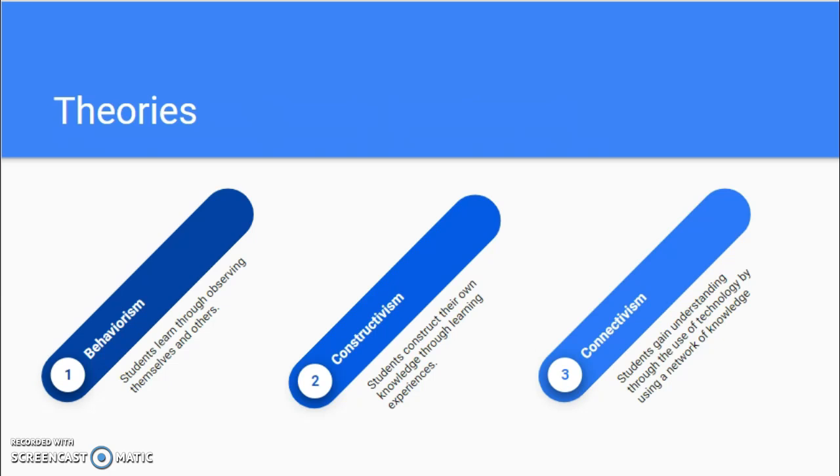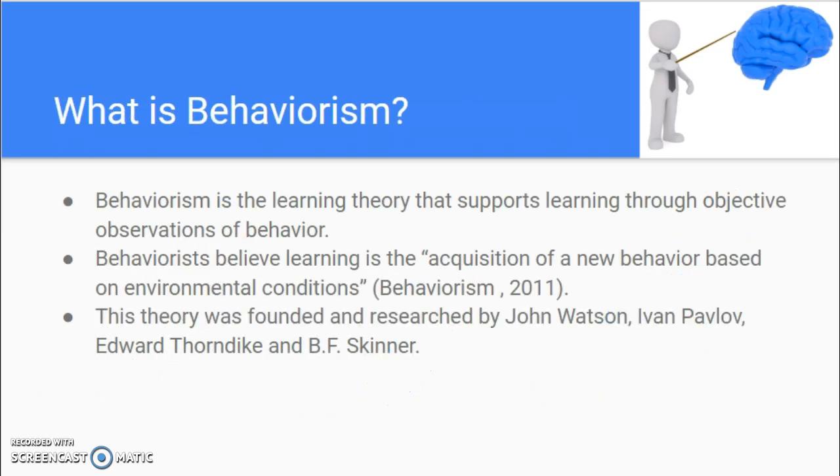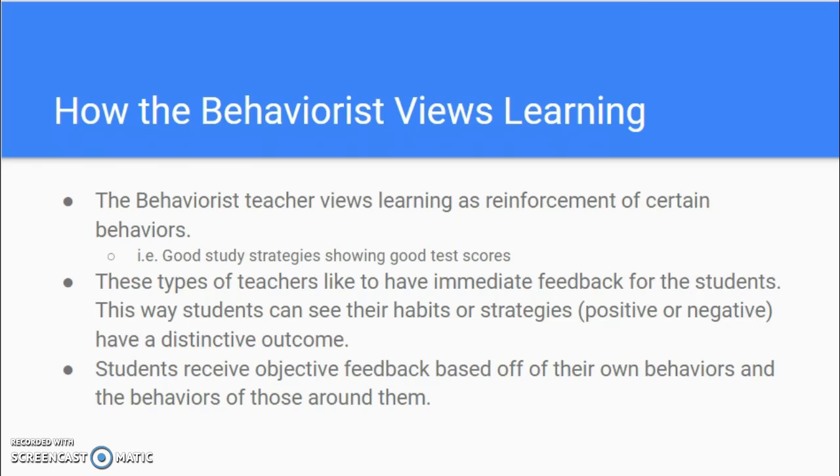We have identified 3 different theories that, used together, can help students meet both our short-term and long-term goals. These are behaviorism, constructivism, and connectivism. Behaviorism focuses on objective observations of behavior, where learning is dependent upon environmental conditions. This theory reigned over education from around 1913 until the 1990s, and its major contributors were John Watson, Ivan Pavlov, Edward Thorndike, and B.F. Skinner.